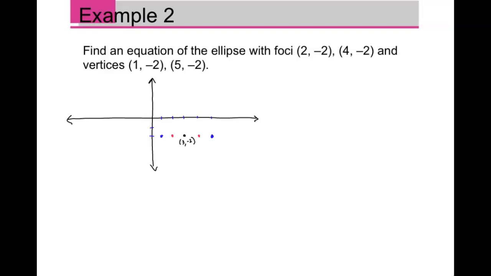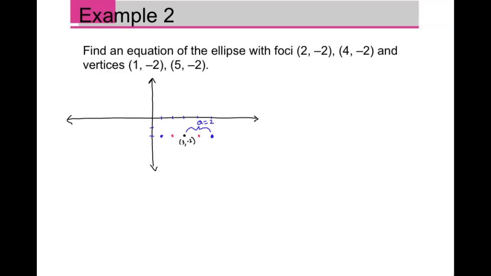Now, if the numbers weren't super nice, you could always just find the center by averaging the vertices, right? So I could do 1 + 5 divided by 2. Well, that's 3. And then if you do -2 + -2 divided by 2, you still get -2. And boom, there's your center. All right, but now I know my center. I also know a. a is the distance from my center to one of the vertices. What is that distance? It's 2, so a equals 2.